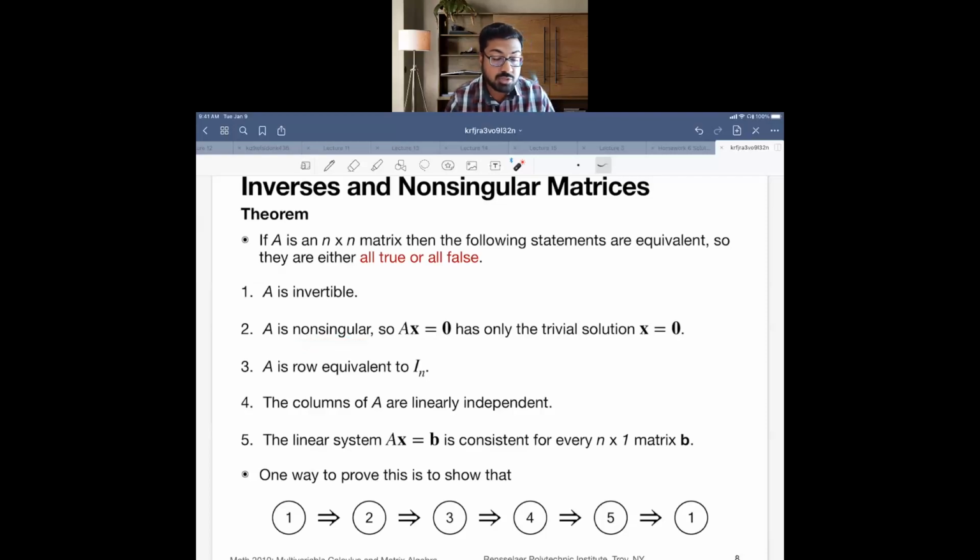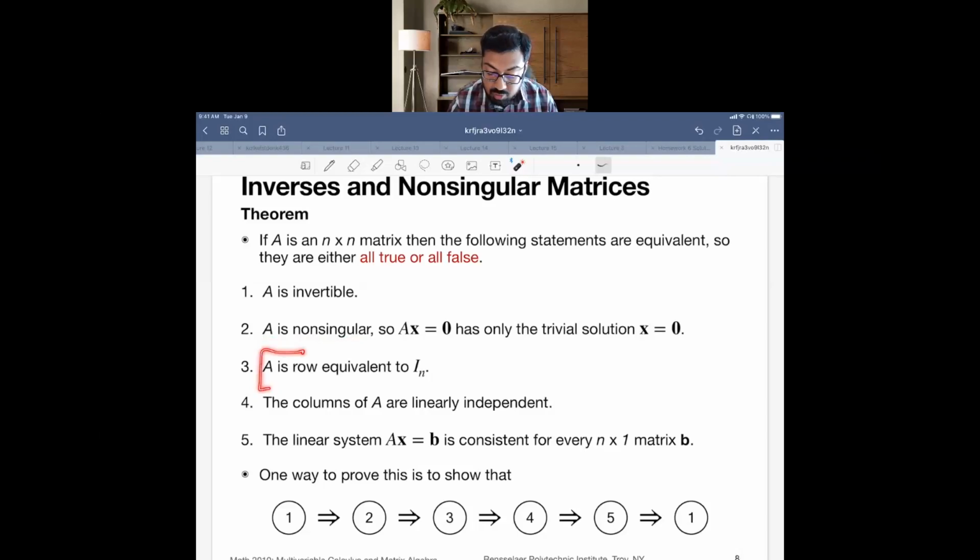We looked at the differences between singular and non-singular matrices in the last lecture. For a non-singular matrix, what did we say? We said the solution to the homogeneous equation Ax equals 0 has only one trivial solution, which is x equals 0. That's how we defined a non-singular square matrix. So if A is invertible, then you can say A is non-singular.